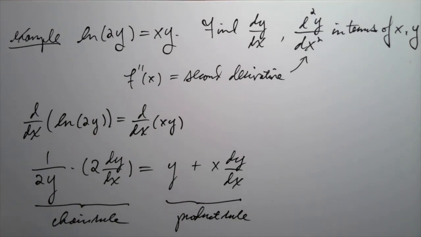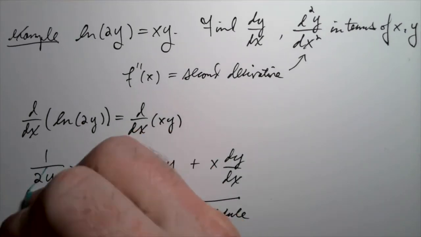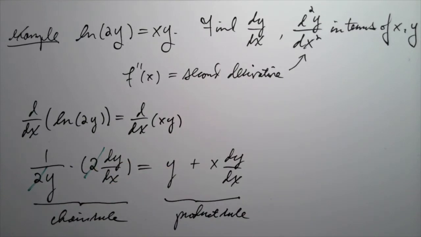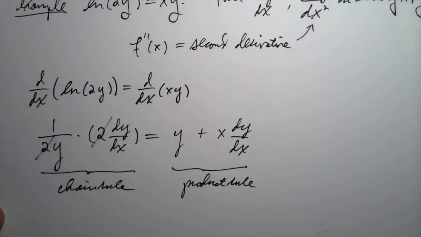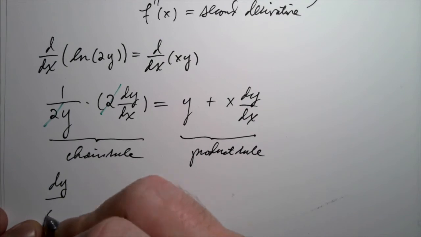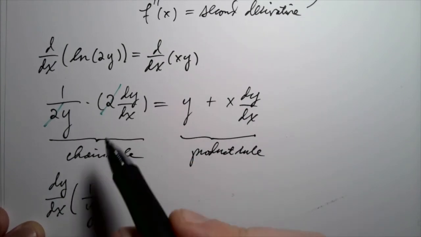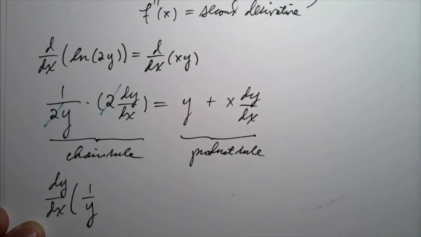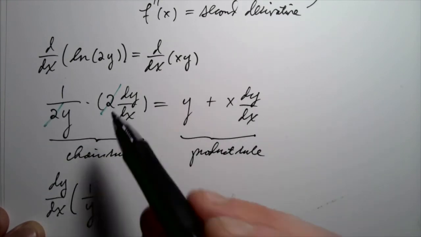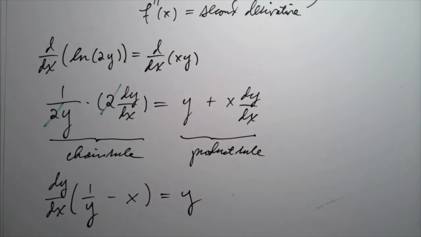Okay, what can we do? Well, this is all being multiplied, so notice that the 2's cancel. That's nice. Let's cancel those 2's. And then we're going to gather the dy dx terms all together in order to solve for them. So let's see. I'm going to put the dy by dx terms, the derivative terms, on the left-hand side. We have a 1 over y coming from this, because we canceled the 2. And then when we move that over to the left-hand side, we'll have a minus x. That's all equal to y.